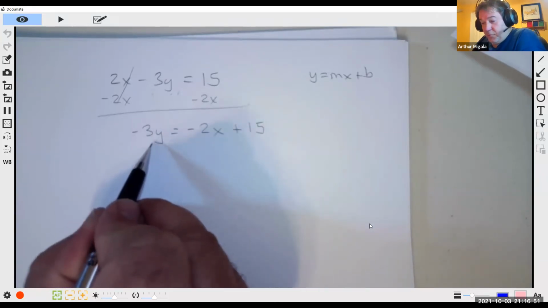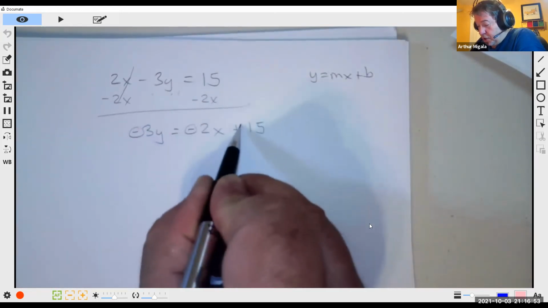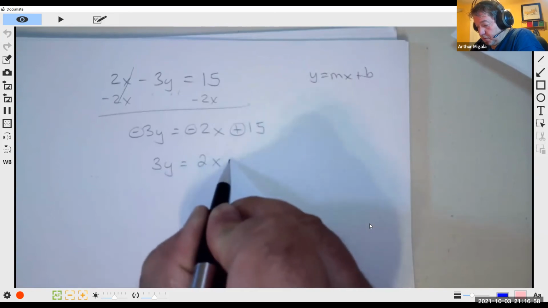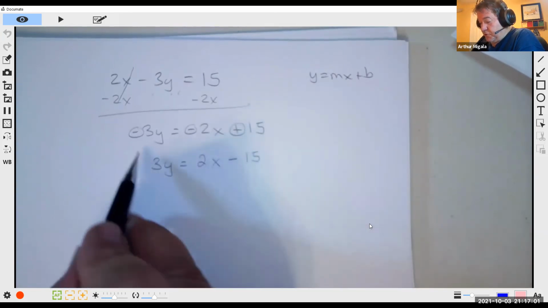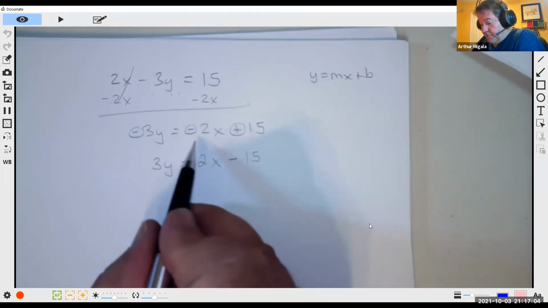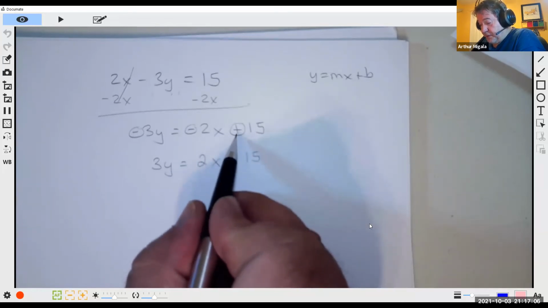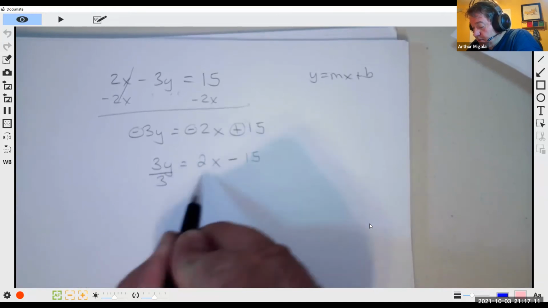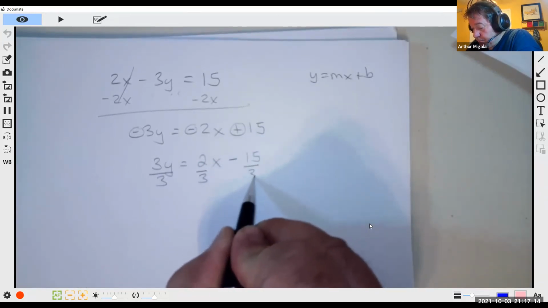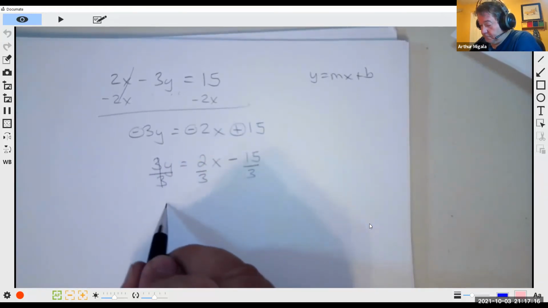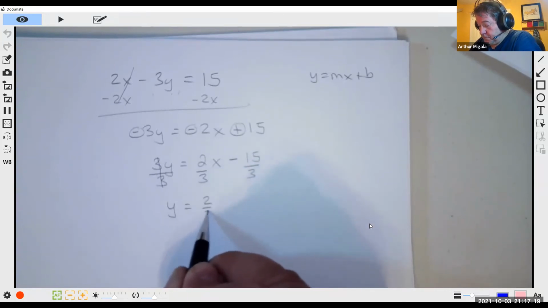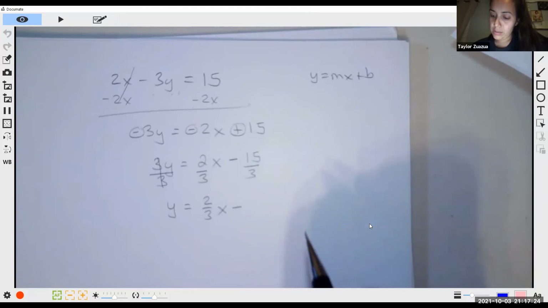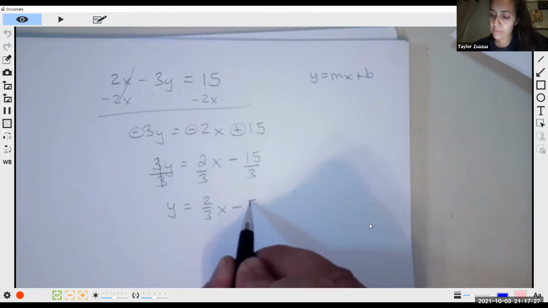Because there's a negative in front of the y, change all of the signs. So from negative 3y to positive 3y, from negative 2x to positive 2x, from positive 15 to negative 15. Now divide each term by 3. So that cancels out, and then it'd be 2/3 x minus 5.